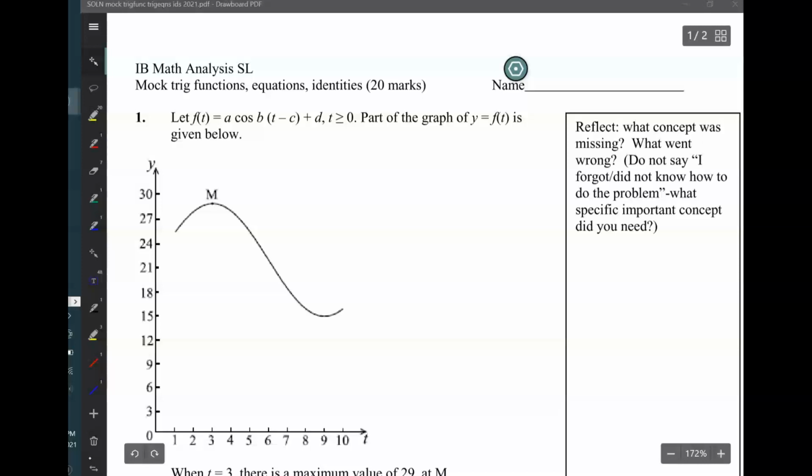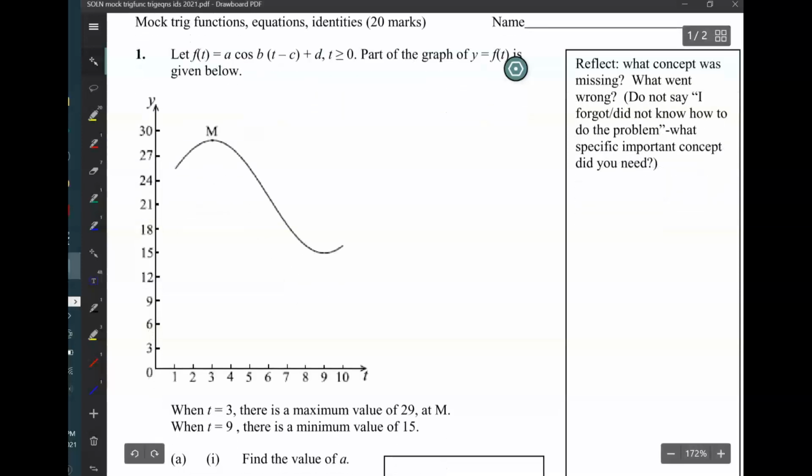Take a look at this graph here. We can see that there is almost one cycle of a trig function that could be expressed as sine or cosine. In this particular case, they're asking us to express it as cosine. There are two critical points that we should look at. One is t equals 3, y equals 29, which would be this point here. And then another point at t equals 9, y equals 15, which would be this point here.